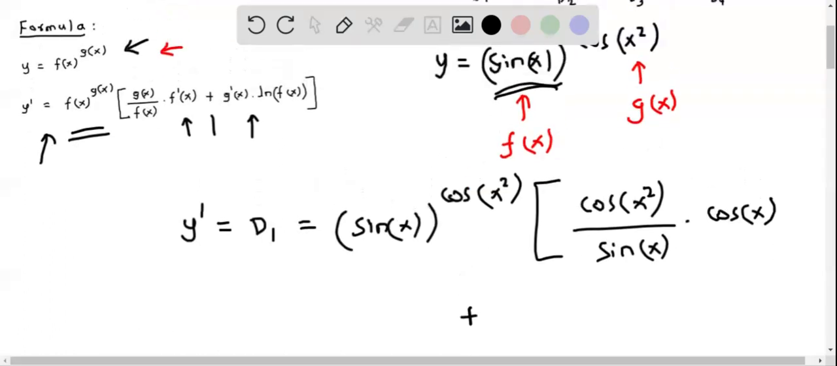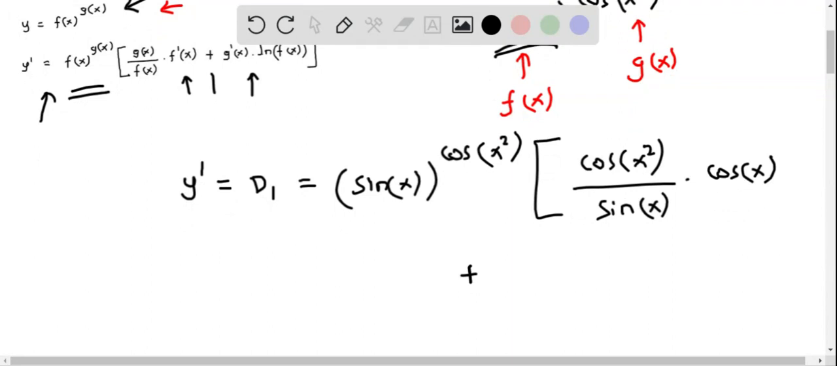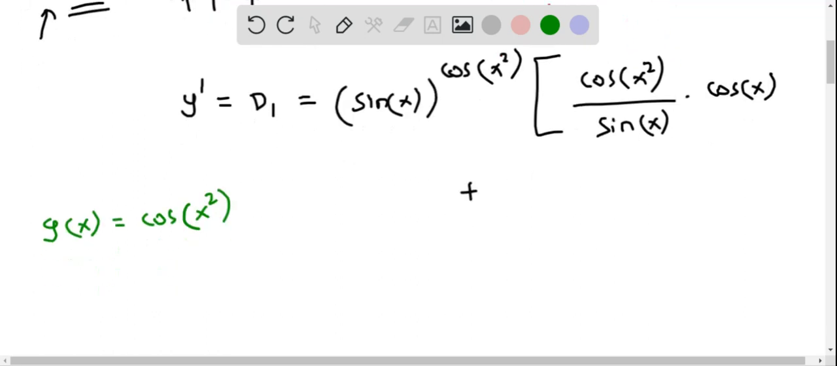So let's find the derivative of g of x here. We have g of x equals cos of x squared. We have to find its derivative. Here we have to apply the chain rule because it's a composition of the functions cos and x squared. When we find the derivative of the cos function, we get negative sin. So I write this as negative sin of x squared, and then we have to find the derivative of x squared by applying the chain rule.